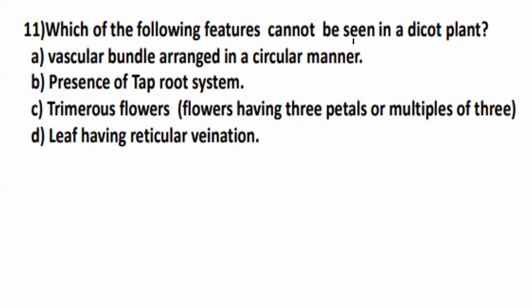Which of the following features cannot be seen in a dicot plant? Vascular bundles are arranged in a circular manner. We can see that in the dicot stem. Presence of taproot system. Yes, dicot plants have a taproot system. Trimerous flowers, flowers having three petals or multiples. No, that is whose feature? Monocot plants' feature. Leaf having reticular venation, that is also a dicot feature. So our third answer is wrong because it's a feature of a monocot flower.